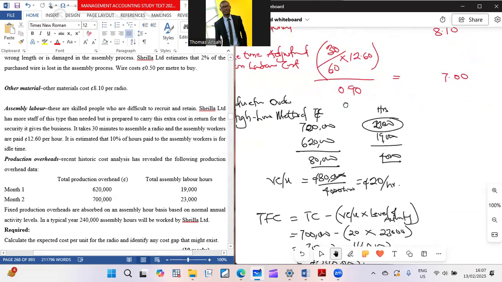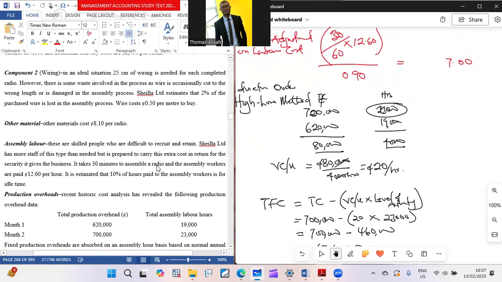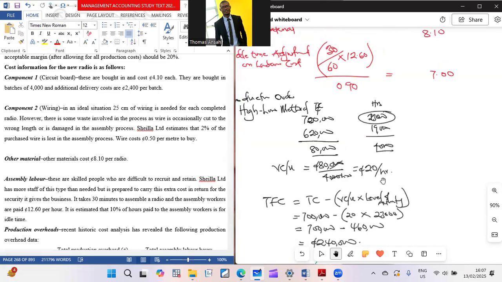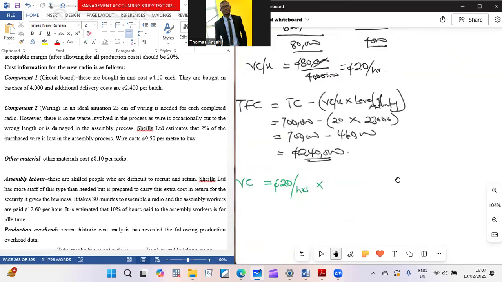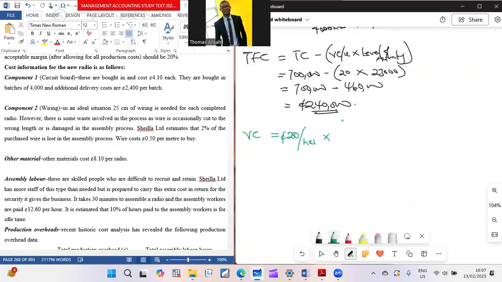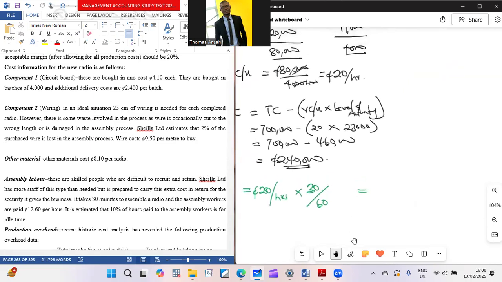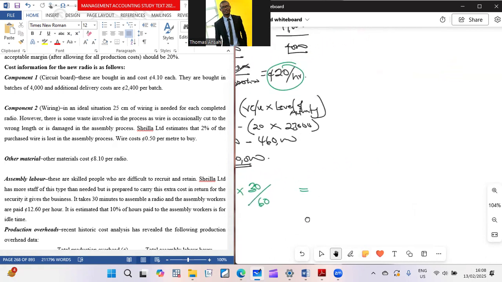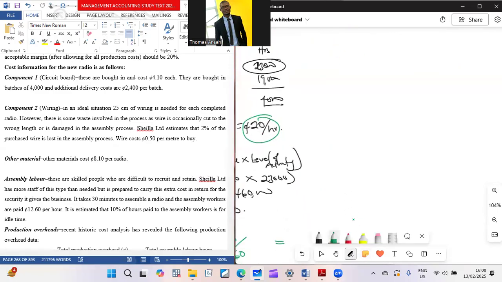So the hours, it's in minutes rather, because we are told it takes 30 minutes to assemble a radio. So that gives us 30 minutes. We need to convert it to an hour. That gives us 10 in terms of what we are doing. So we found our variable here, and when we multiply, it gives us 10. So let me put it here, 10.